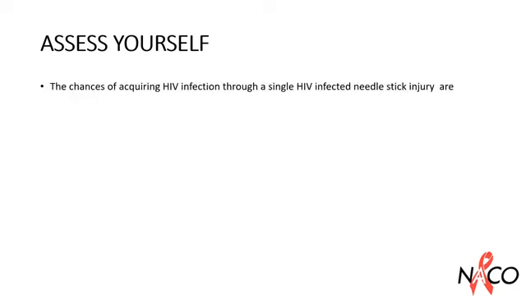Question number 3. The chances of acquiring HIV infection through a single HIV infected needle stick injury are option A, 100%, option B, 25%, option C, 75%, option D, less than 1%. The correct answer is less than 1%.